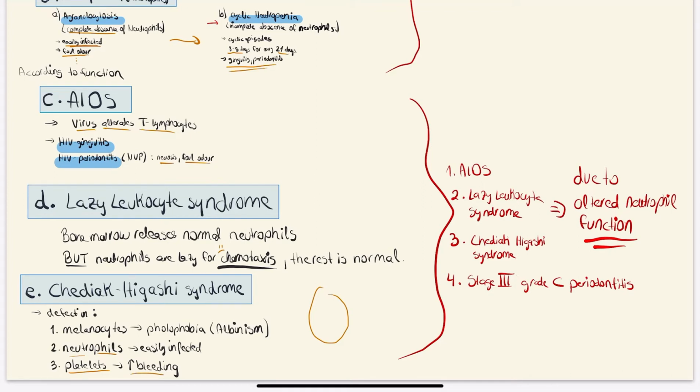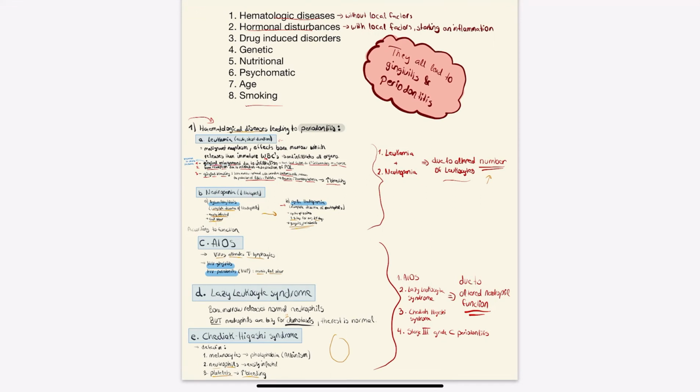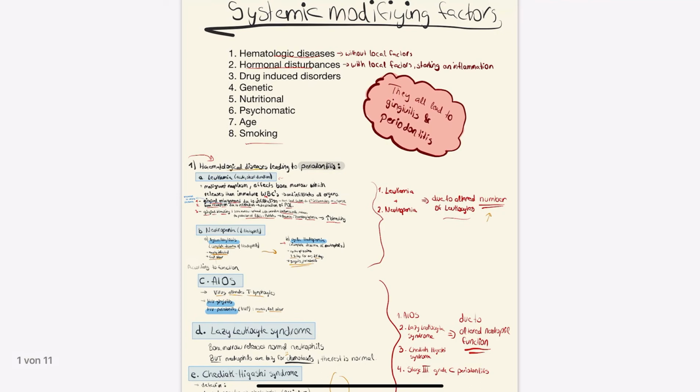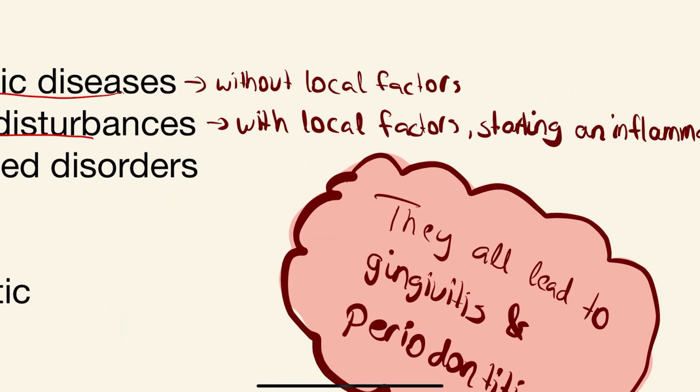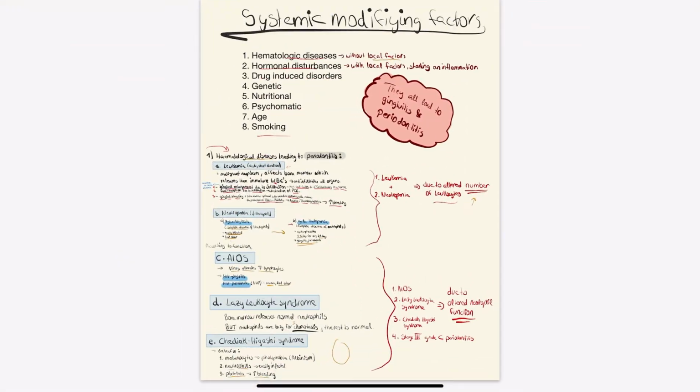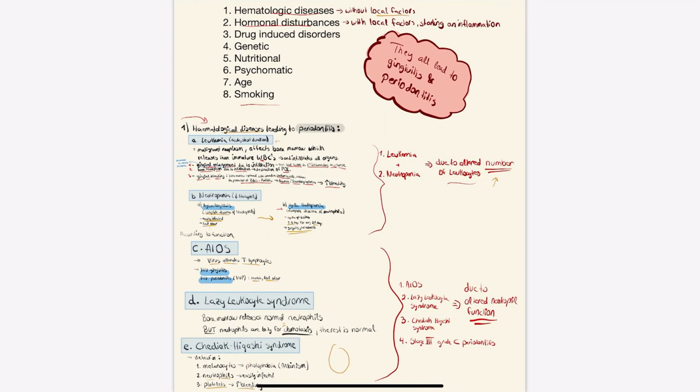Okay, so these are, till now, the 5 types of hematological diseases which lead to periodontitis without any local factors. So they directly affect the periodontium.